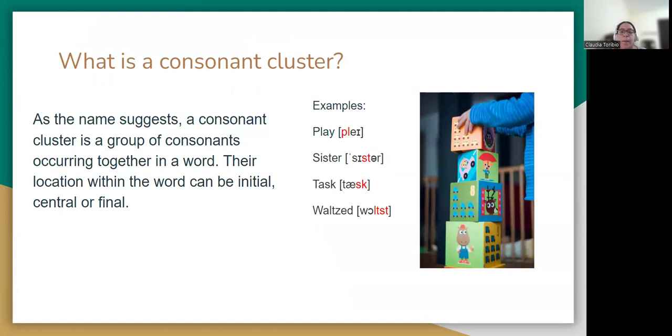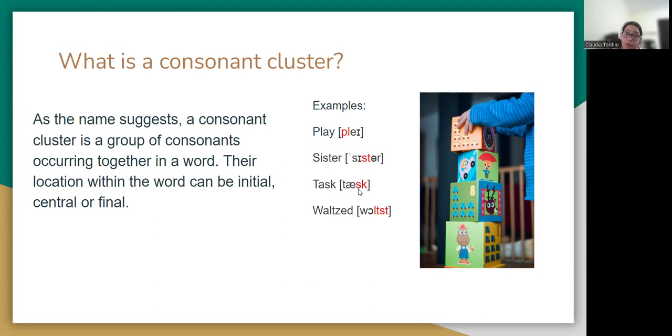Some examples are play. In the word play, we have a cluster consisting of the consonants P and L, play. Another example, sister. Here in the middle, we have st, sister. Task. Here at the end, we have sk, task. When the consonant cluster occurs at the beginning of a word, the only possible combinations are 2 to 3 consonants, no more than that.